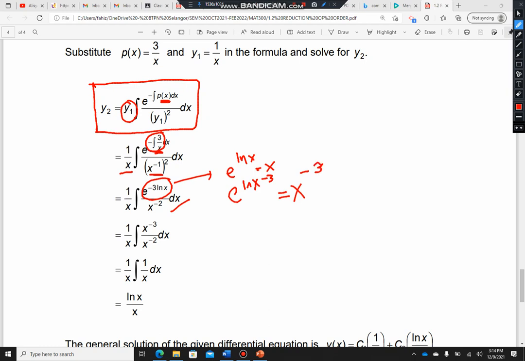So dari mana dapat negatif 3 ni? Bawa yang ni ke depan, ke atas ni. So dia akan jadi ln x negatif 3. So equals to x negatif 3. And then bawah ni x negatif 2. And then simplify dulu. X negatif 3 over x negatif 2 dapat 1 over x. So depan ni memang kekal 1 over x.